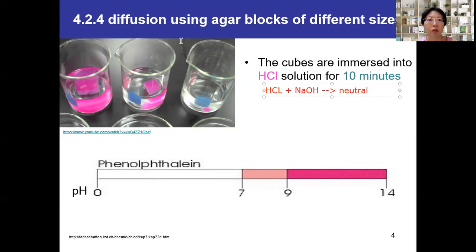When the agar becomes neutral, the color will change from pink all the way to maybe pH 7 or less than that. If it's less than pH 7, it becomes slightly acidic. If slightly acidic, then it becomes white color. Actually, it's not white color, it's colorless. So we want to see where the HCl has diffused into. That region will change color from pink to light pink, and it becomes colorless when you've got even more HCl than NaOH inside there.